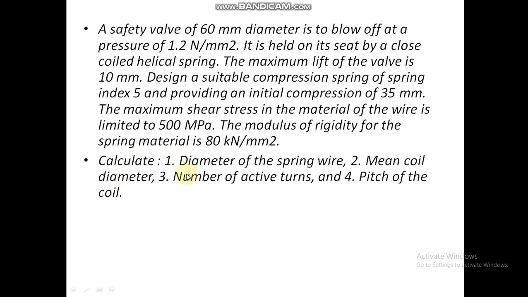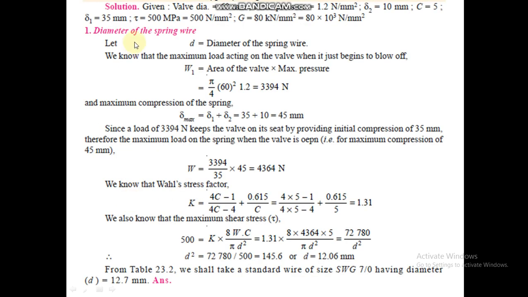So this is the given data. We have to calculate the diameter of the spring wire, mean coil diameter, number of turns, and pitch of the coil. So how will we calculate? Valve diameter is 60, maximum pressure is 1.2, deflection is 10, spring index 5. There is another deflection given, 35 initial deflection, shear stress given, modulus of rigidity given. So how will you calculate the diameter of the spring wire?